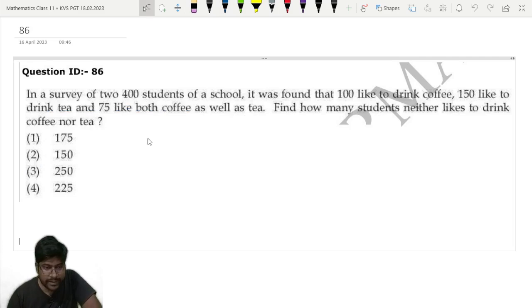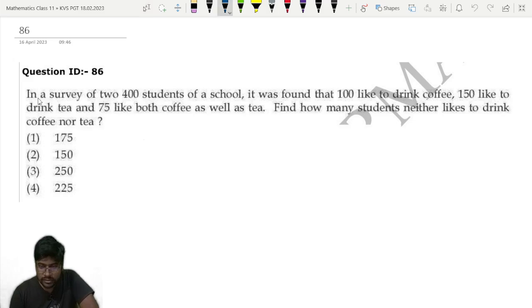Question number 86. This is also a problem related to set theory. In a survey of 400 students of a school, it was found that 100 like to drink coffee, 150 like to drink tea and 75 like both coffee as well as tea. Find how many students neither like to drink coffee nor tea.